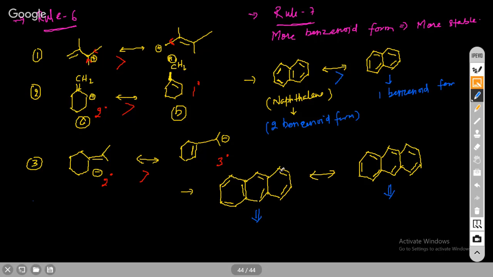Yes. Here we have two benzenoid forms, 1 and 2. And here we have only one, right? One benzenoid form. So obviously the first one is more stable. Right? So this is the rule we have for the number of benzenoid forms. The name of this rule we will call Fries rule. Fries rule is this number of benzenoid forms. Name is not that important.